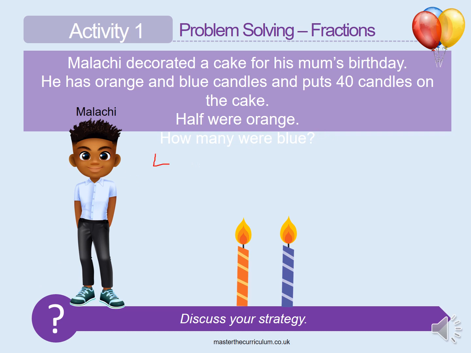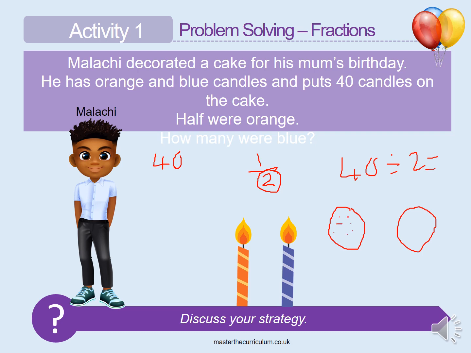So he's put 40 candles and half were orange. So if we're looking for half, the candles will be in two groups. So our calculation would be 40 divided by 2. So if we cut 40 in half, how many blue ones would we have? If you need to, you can draw your groups and you can do this. You could do your arrays. You can use pasta.